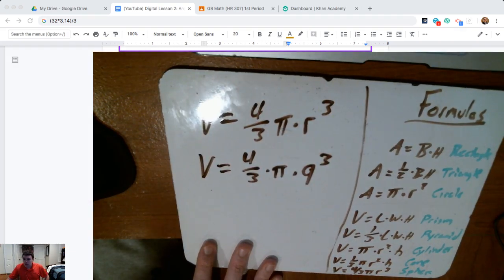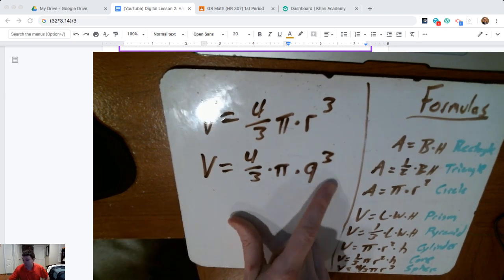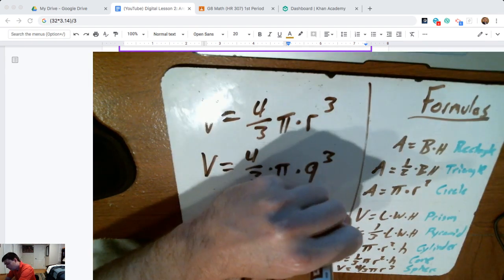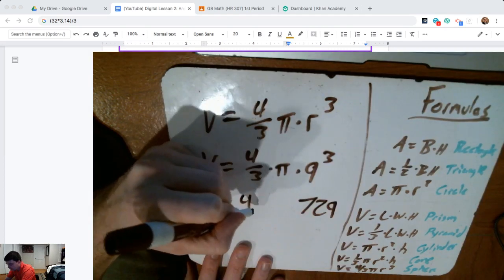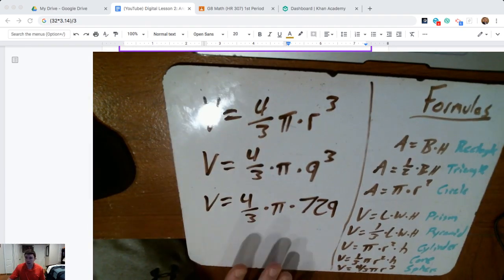Some of you may remember back from exponents when we did some of the cube numbers. 9 cubed, 9 times 9 is 81. 81 times 9 more is 729. So this becomes V equals 4/3 times pi times 729.